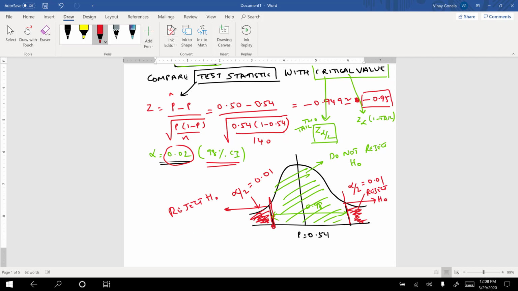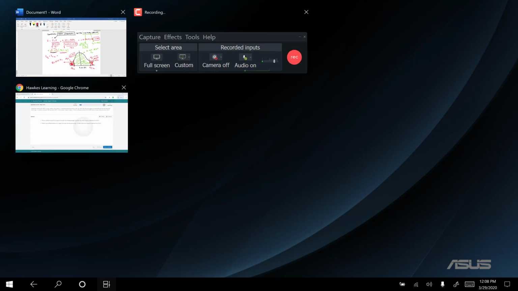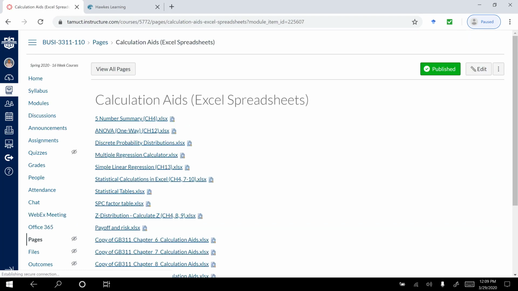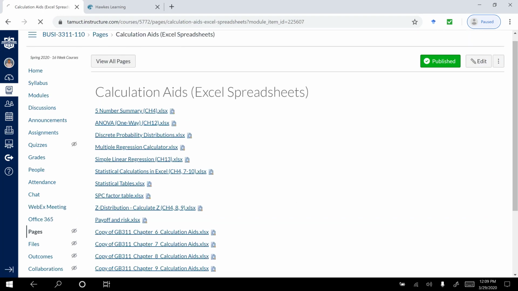Now I wanted this value and this value. What is z alpha over 2? Since our z table gives us the left side of the curve, we can look for z alpha over 2, which is z at 0.01 probability. So I will go to our Canvas and then go to module 0 and do calculation aids and then statistical tables.